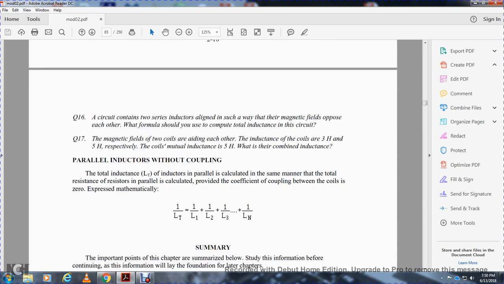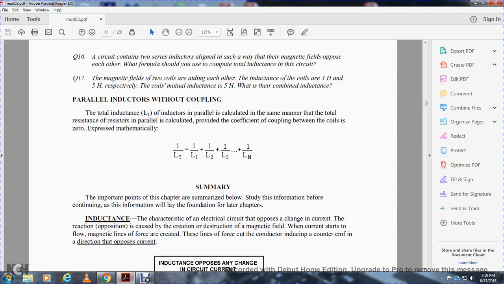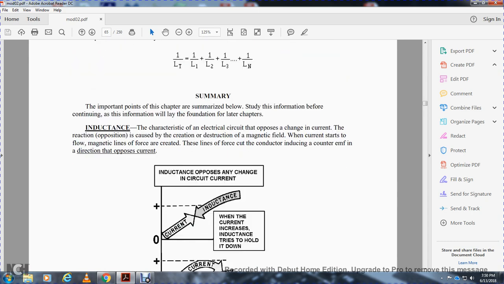Also, parallel inductors without coupling. The total inductance of inductors in parallel is calculated the same way as the total of resistors in parallel, provided the coefficient of coupling between the coils is 0. Expressed mathematically, the reciprocal of the total inductance equals the sum of the reciprocals of the individual inductances, 1 over inductance 1 plus 1 over inductance 2, and so on for the number of inductors. All right, summary, chapter 2.